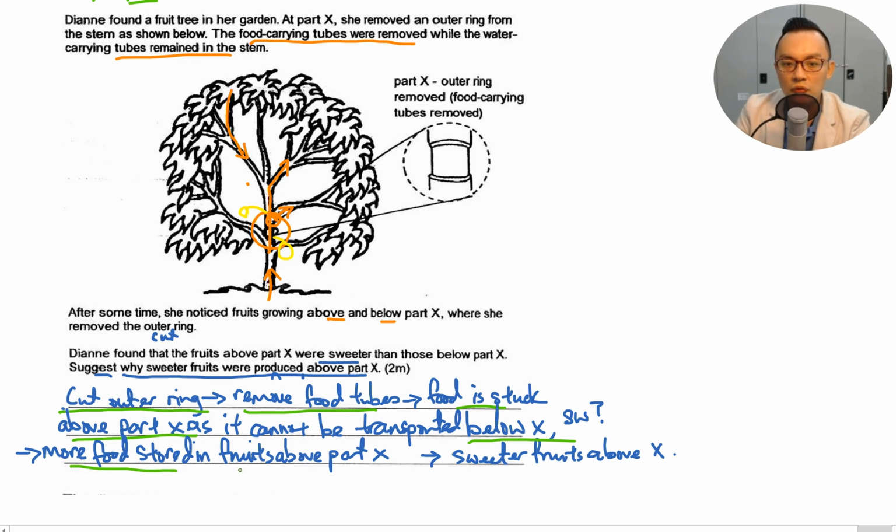More food will be stored in fruits above part X, and therefore the sweeter fruits will be above part X. Okay, so that's how you answer this kind of questions.